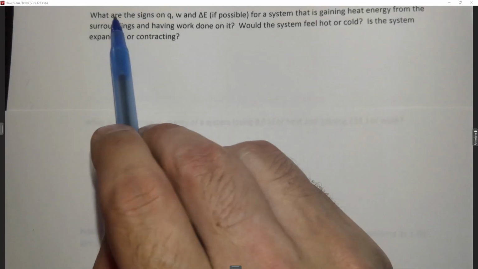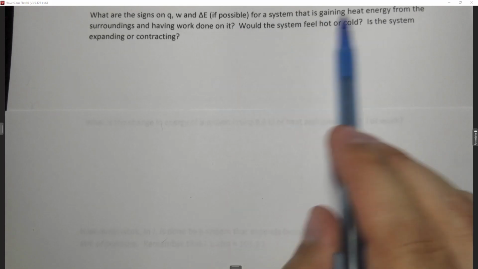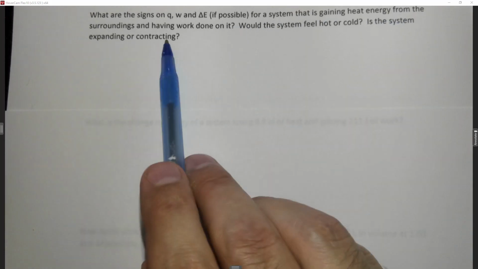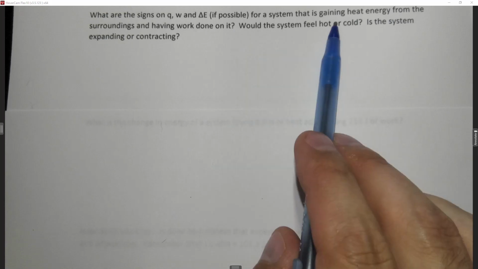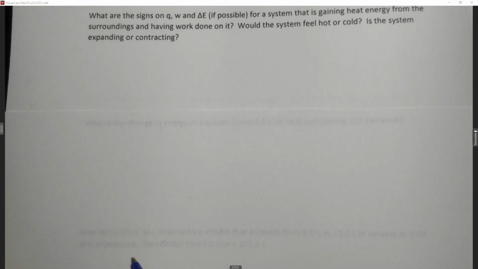All right, so this question says, what are the signs on Q, W, and delta E, if possible, for a system that is gaining heat energy from the surroundings and having work done on it? Would the system feel hot or cold? Is the system expanding or contracting? So we have a lot of questions here.